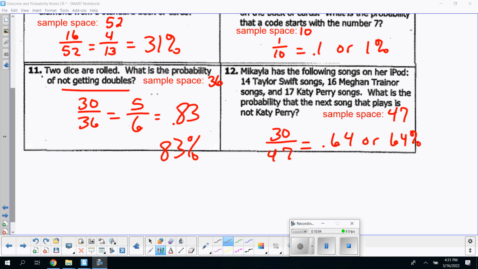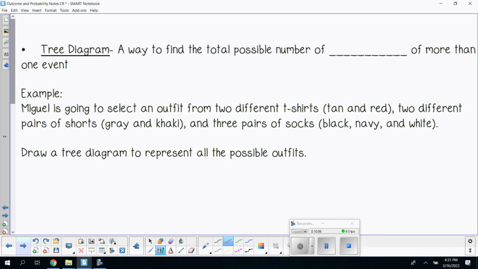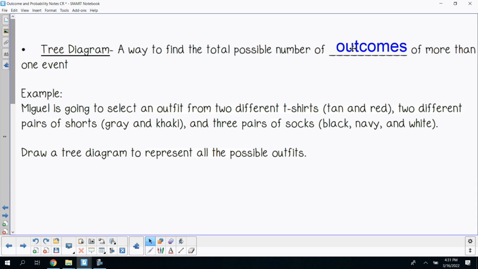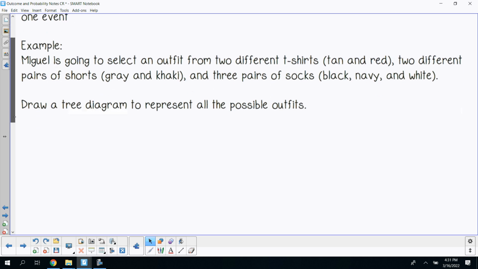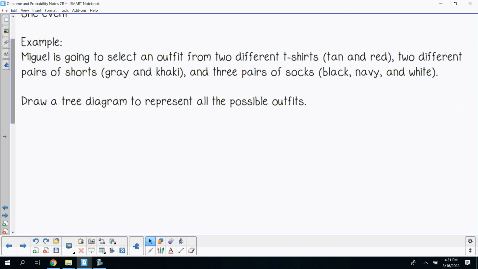Okay, let's take a look at the next page. We are talking about tree diagrams. A tree diagram is a way to find the total number of possible outcomes. For example, Miguel is going to select an outfit from 2 different t-shirts, tan and red, and 2 different pairs of shorts, gray and khaki, and 3 pairs of socks, black, navy, and white. I'm going to draw the tree diagram to represent all possible outfits, and then you can pause the video and copy my drawing.